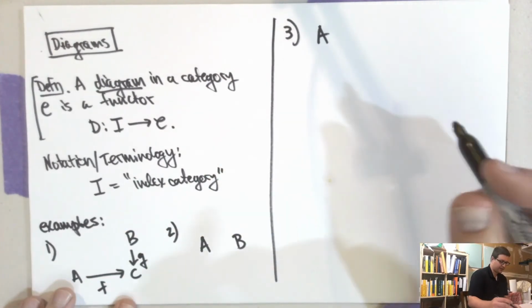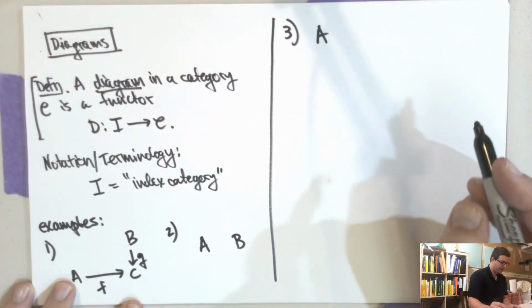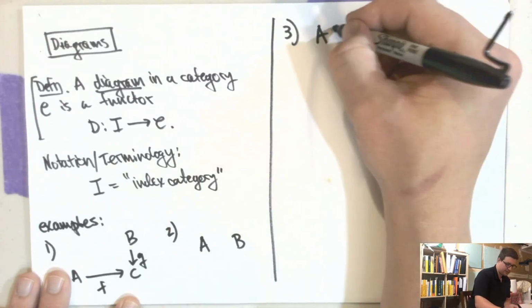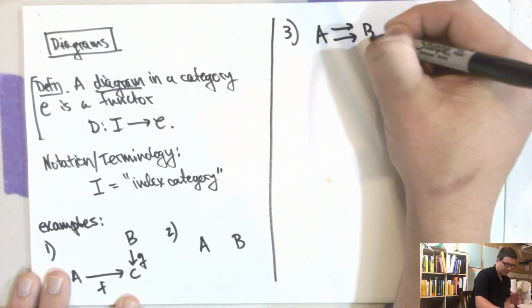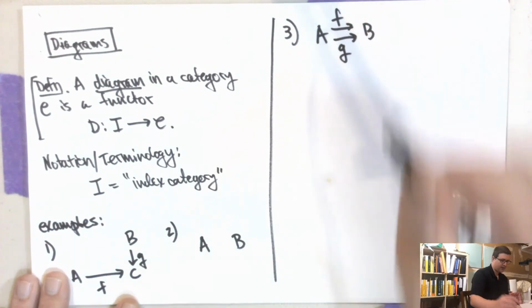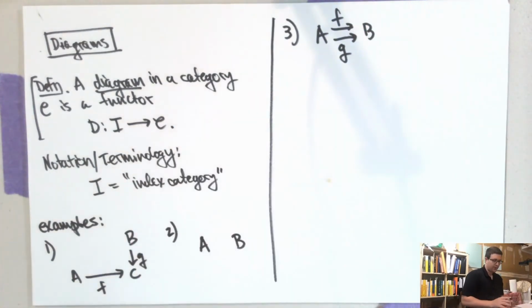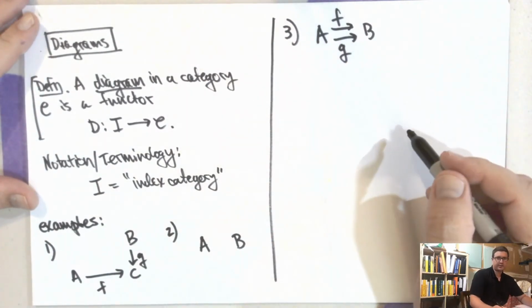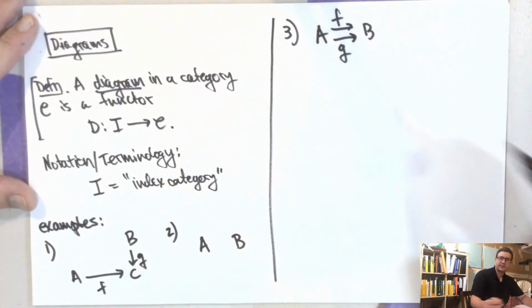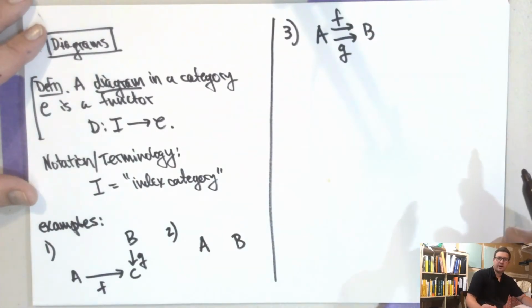Here's another example. We could have A, B, and then two maps like this, F and G. How is this a functor? And how is this a category? There's some things to note. We draw them like this, and they're just like directed graphs in a category.